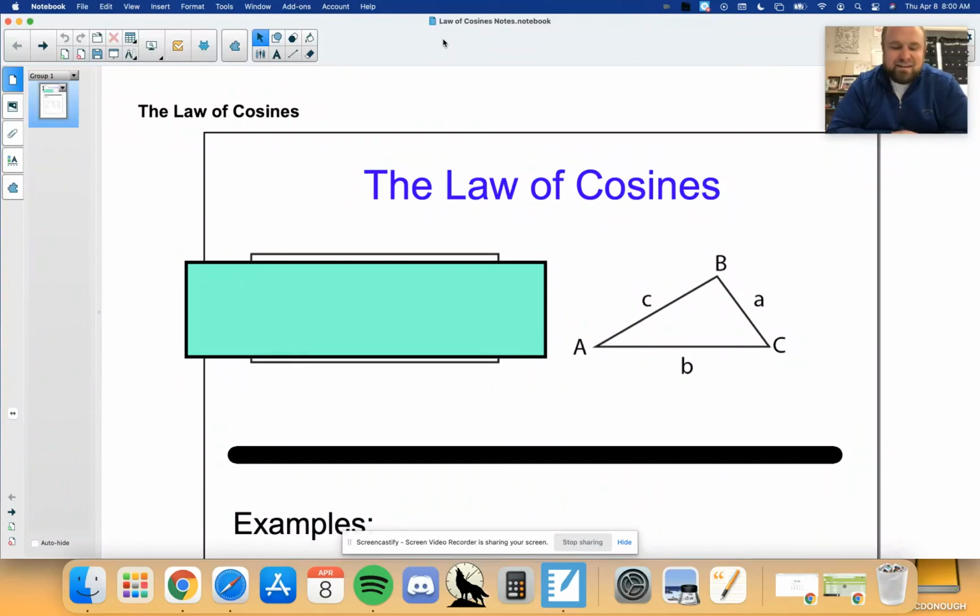Good morning. This video is on the law of cosines, which in a way is similar to the law of sines. The way that it's similar is that it allows you to find a missing side length or missing angle of a non-right triangle.